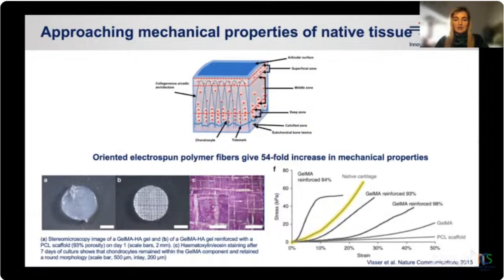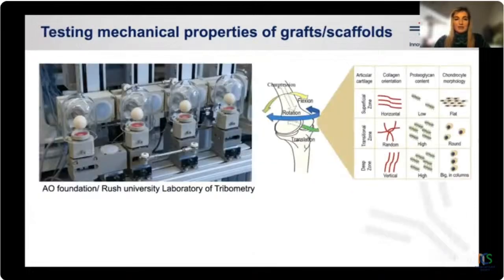They were also applying mechanical load to these different scaffolds, and they understood that if GelMA had a porosity of 93%, its properties are very, very close to native cartilage tissue. And these electrospun polymer fibers give even a 54-fold increase in mechanical properties. So it is very important. These studies are continuing, and scientists are working towards recreating and mimicking osteochondral tissue properties as much as they can. For that, different techniques for testing mechanical properties of the grafts and developed scaffolds are being used.